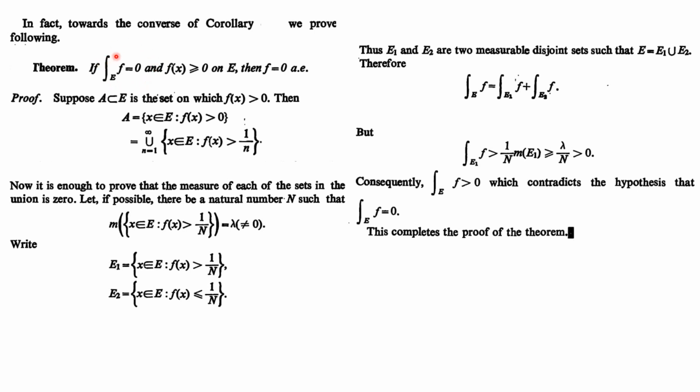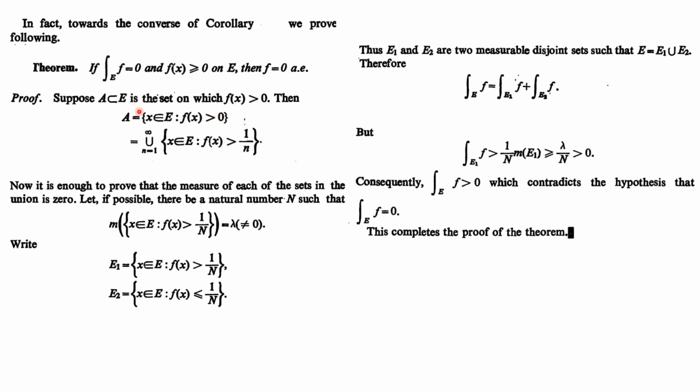Okay, so that means our supposition is wrong, where we supposed that the measure of all those x belonging to E where the function value is greater than 1 by n is non-zero. This is wrong. So it should be 0. So that means the measure of such sets is 0.